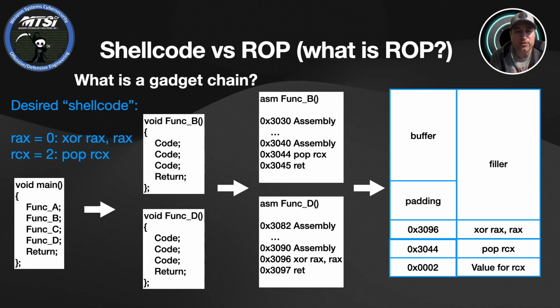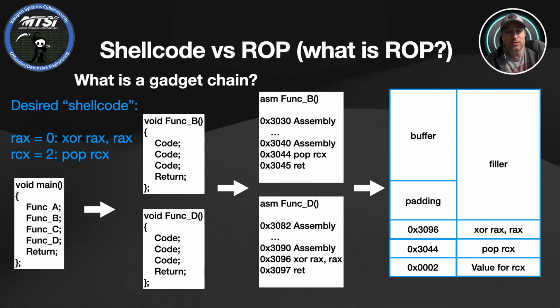What that ret call does is it goes back to the stack and finds the next value. And what does it find there? The value 3044, which it jumps to. That jumps into the middle of function B, and now it's popping RCX. When it pops RCX, it looks on the stack. And what does it find? It finds the value 2, and it puts that into RCX. And then it calls ret.